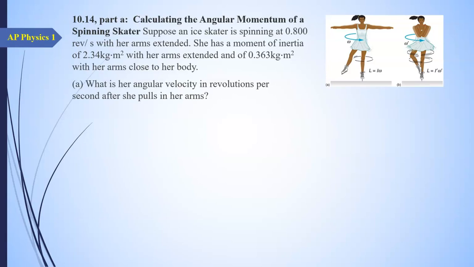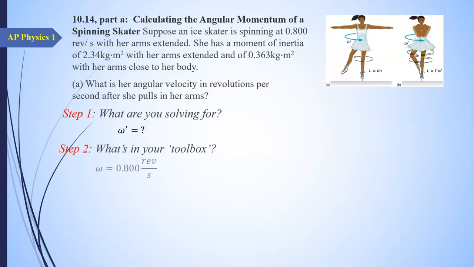It's much easier for her to spin with her arms pulled in. So the question is, what is the angular velocity in revolutions per second after she pulls her arms in? So what are we looking for? We're looking for angular velocity after she pulls her arms in, at the end. That little tick mark, that apostrophe, is a prime. It said omega prime. It basically means after. It's like before and after. This is the after. Okay, what's in the toolbox?